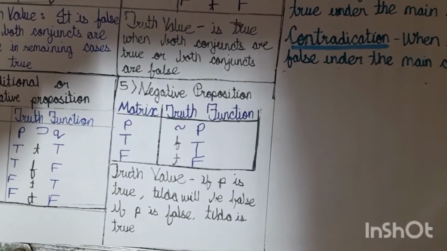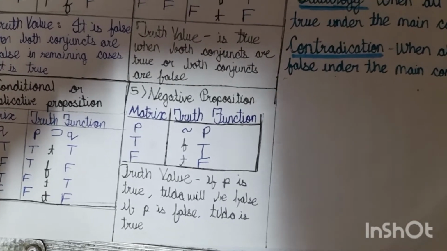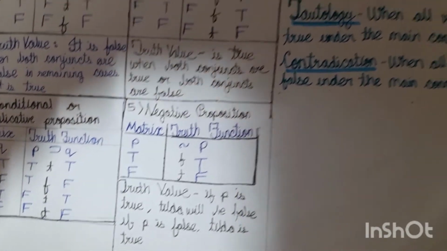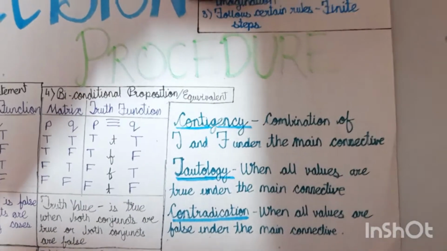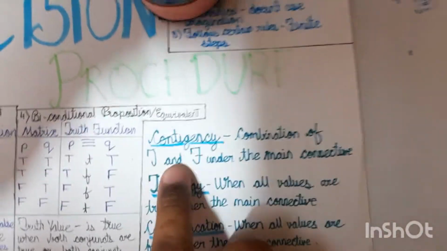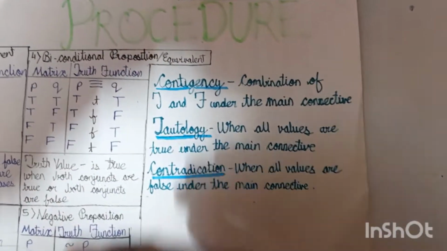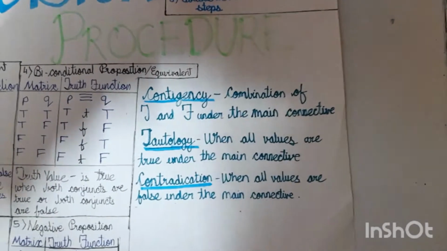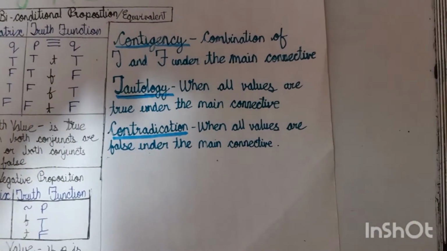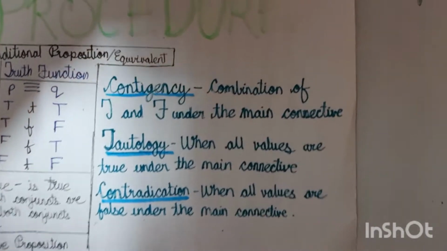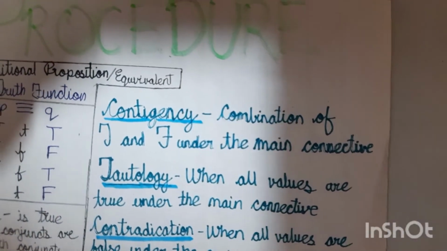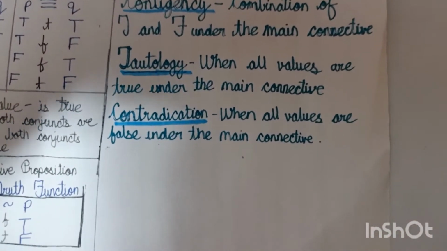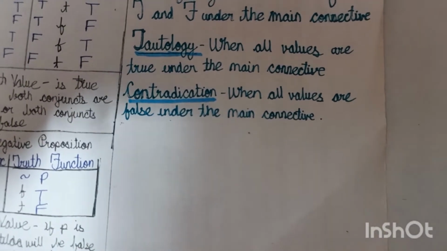Negative proposition. Truth value of tilde will be false if the value under variable is true, and the exact opposite will happen when it is false. How do you state the type? There are three types: contingency, tautology and contradiction. The variables under main connective can come only in three combinations: either a combination of true and false, or all will be true, or all will be false. So if the combination is a mix of true and false, it will be contingency. If it is all true, it will become tautology. If it is all false, then it will become contradiction.